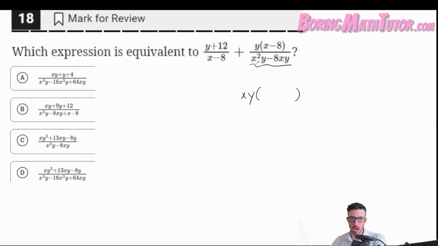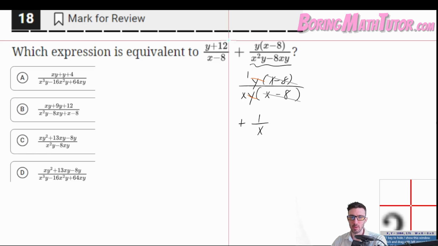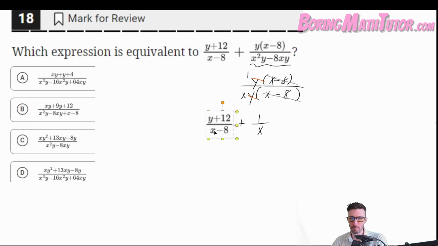To get this problem started, I recommend that you try doing a GCF right here, and the GCF would be xy, and that would mean you'd have x minus 8, and that's actually kind of nice because the other one has a x minus 8 up top. So that now brings us down to y over xy. And now the y's actually cancel as well. Now I can't just leave nothing up top. I would have to put a 1. So that means I now have 1 over x plus all of this down here.